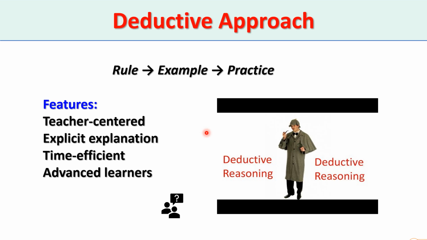And number 3, useful for advanced learners. Adult learners, especially university students, may appreciate understanding the logic behind the grammar rule, because university students need to be logical with grammar and structure, and that's why the deductive approach is important for them. However, the deductive approach also has weaknesses or disadvantages.